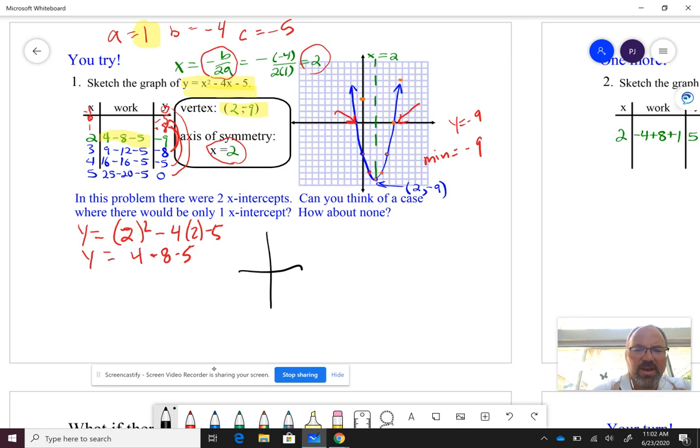Well, that would be some kind of graph that just touches the x-axis and then changes direction. Whether it's got a negative a value or a positive a value, there's one x-intercept there. What about a graph that has none? That just means it's a graph that never crosses the x-axis. It can cross the y-axis, but it will never cross the x-axis. Like that. So there's an example there for you guys.